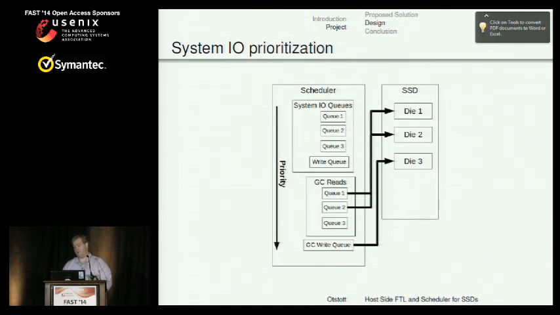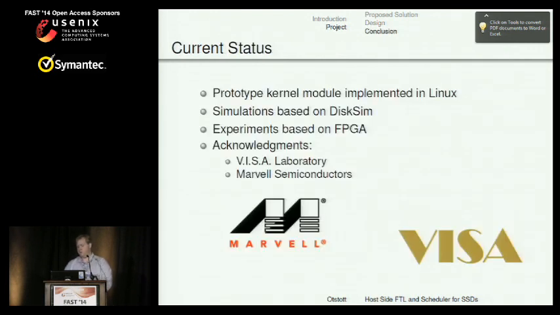And then finally, for system I/O, we have a separate set of read queues and write queues for all requests that originate from garbage collection. And in the same way, they're given a lower priority than the system I/Os. And in that way, again, we can guarantee that they're serviced later in a non-blocking manner. And this makes things appear much faster to the applications that are using the SSD.